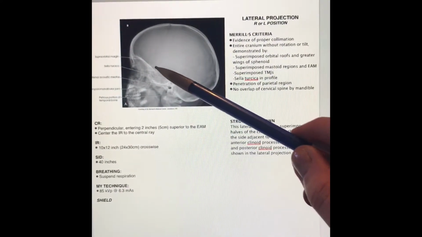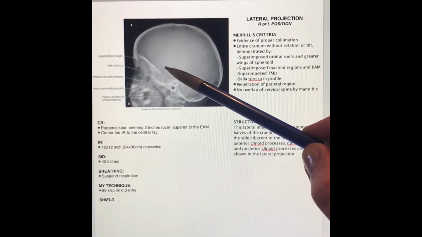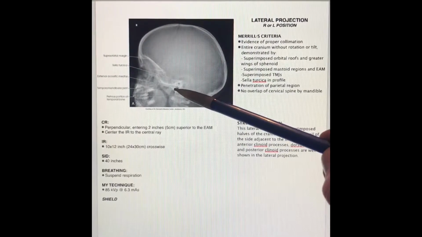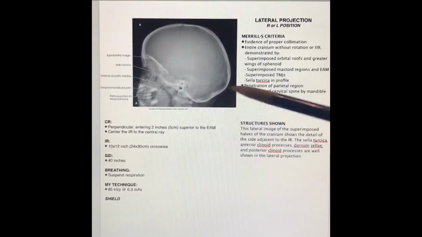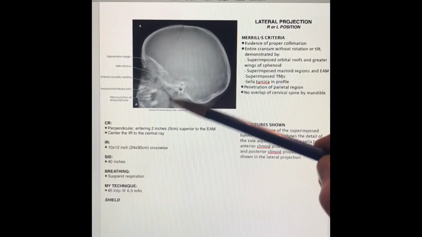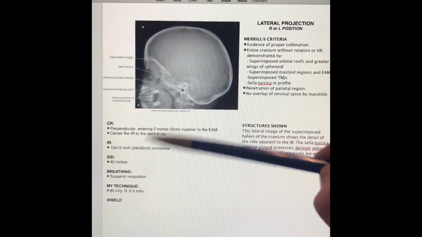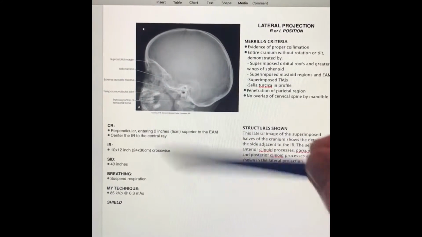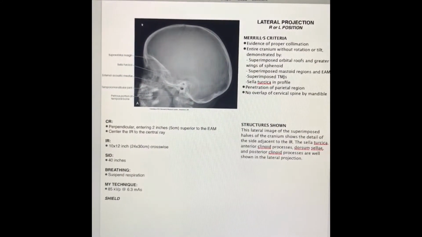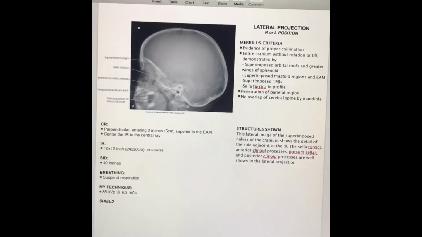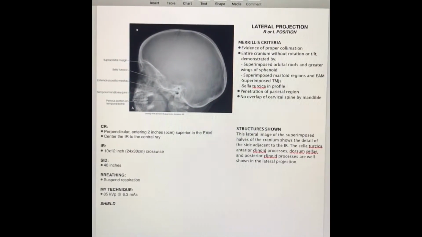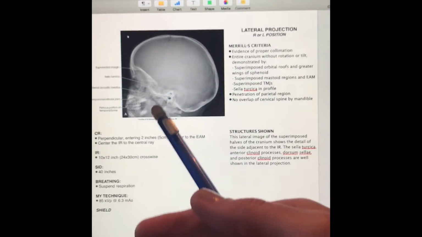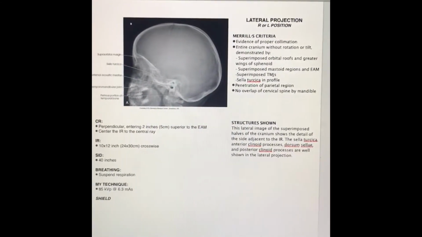So sella turcica, superimposed EAM, TMJ, the rami, orbital roofs, and greater wings of sphenoid. Penetration of parietal region and no overlap of cervical spine by mandible, and we do not have an overlap over here, so it's a proper image.